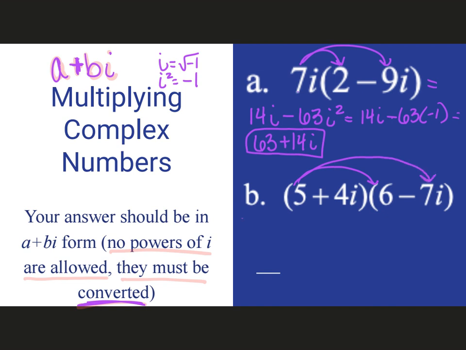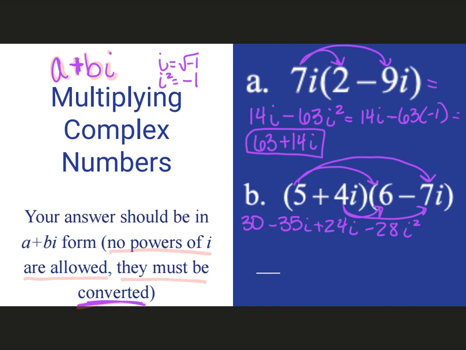So we're going to do 5 times 6 is 30. 5 times negative 7 is negative 35i. And then 4i times 6 will be positive 24i. And then 4i times negative 7i will be negative 28i squared. Does this look familiar? This was one of your warm-up problems, except we used x in those.